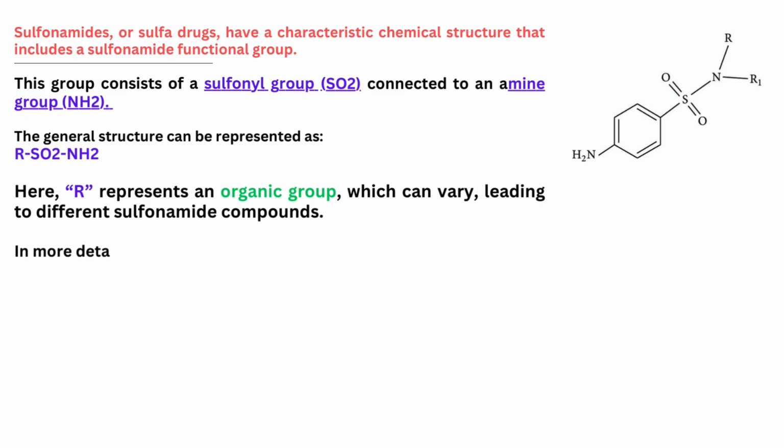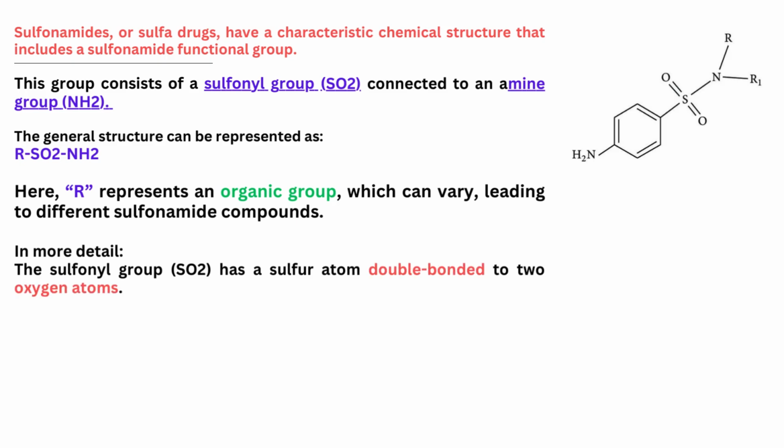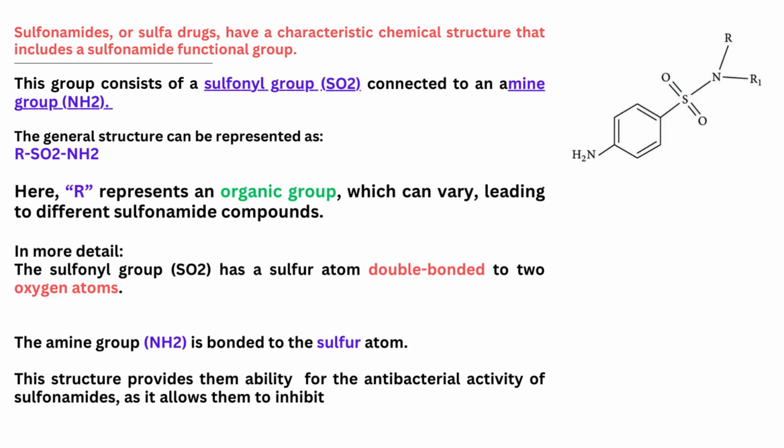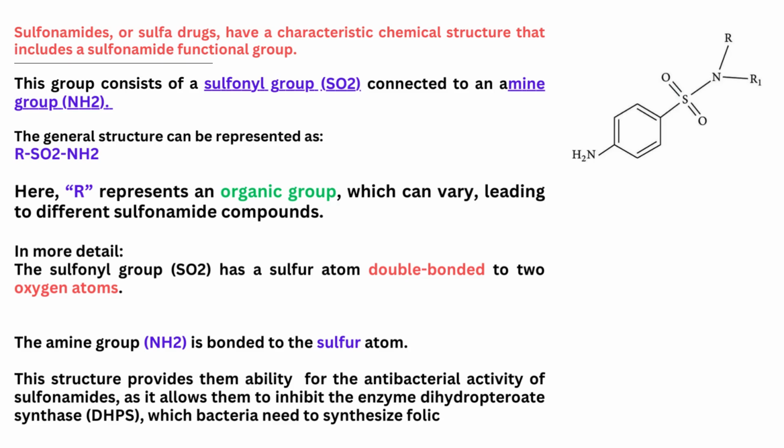In more detail, the sulfonyl group has a sulfur atom which is double bonded and connected to two oxygen atoms. The amine group, that is NH2, is bonded to the sulfur atom. This structure provides them the capacity to produce the antibacterial activity. The mechanism of action of sulfonamides we will study in detail in the next slide.